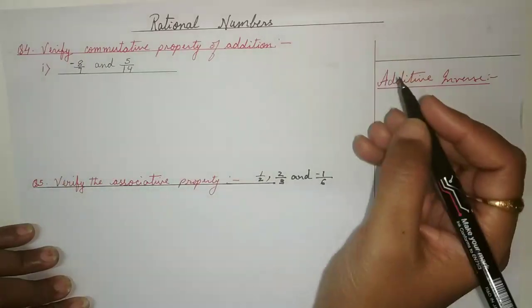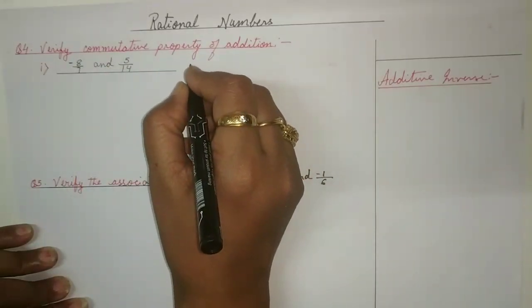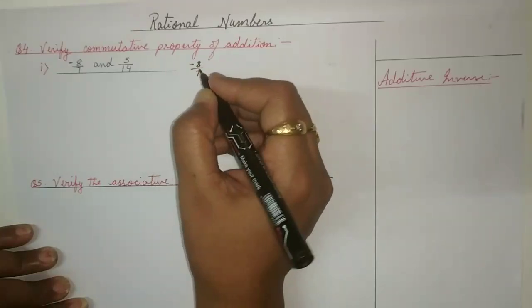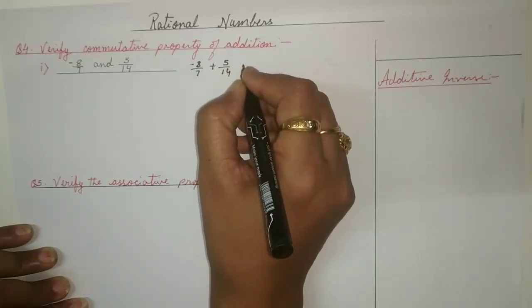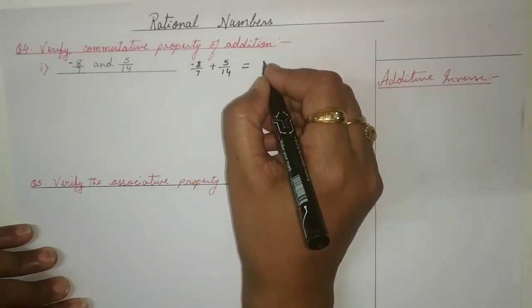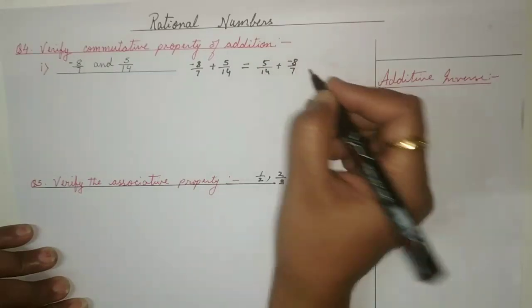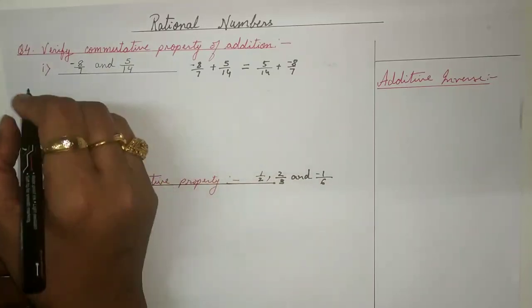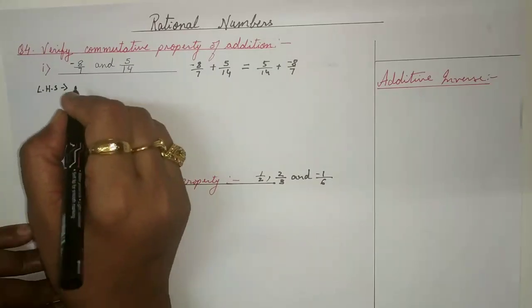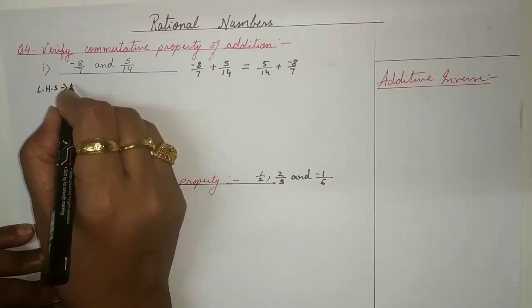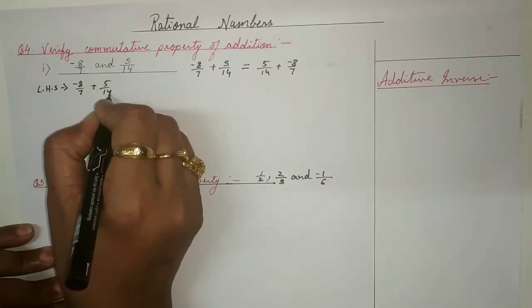So actually we have to show that minus 8 by 7 plus 5 by 14 is always equal to 5 by 14 plus minus 8 by 7. So if we have to solve this, let's go to LHS first. That is minus 8 by 7 plus 5 by 14.